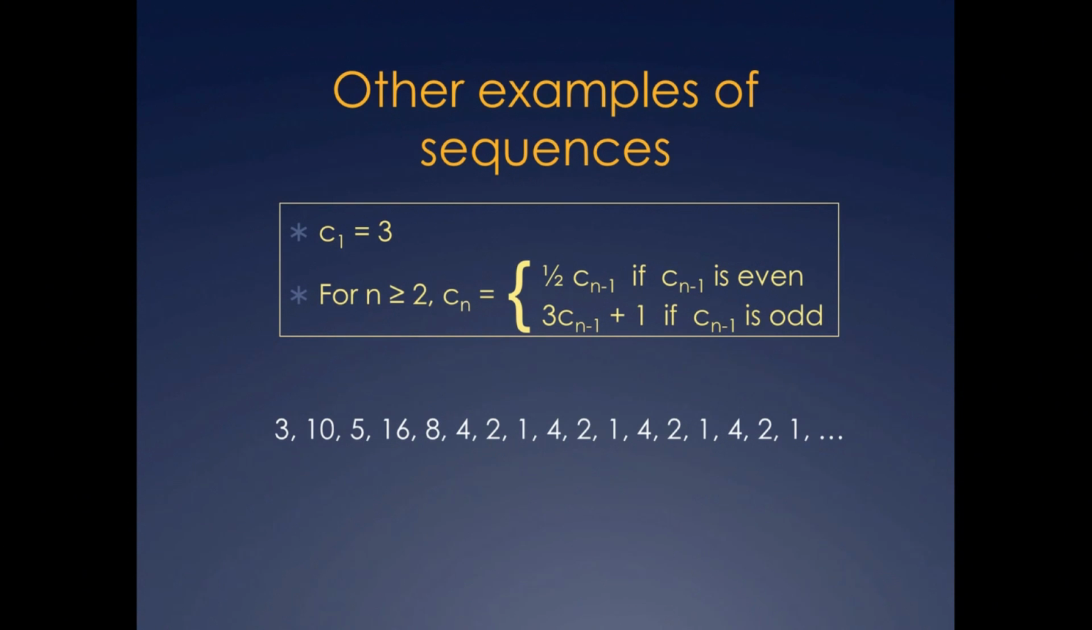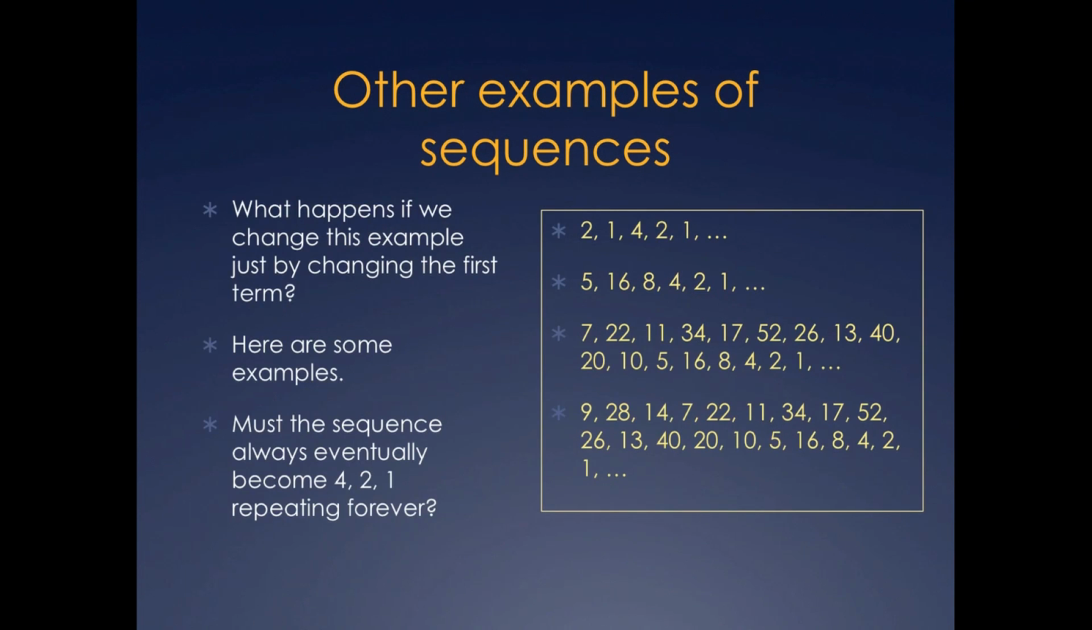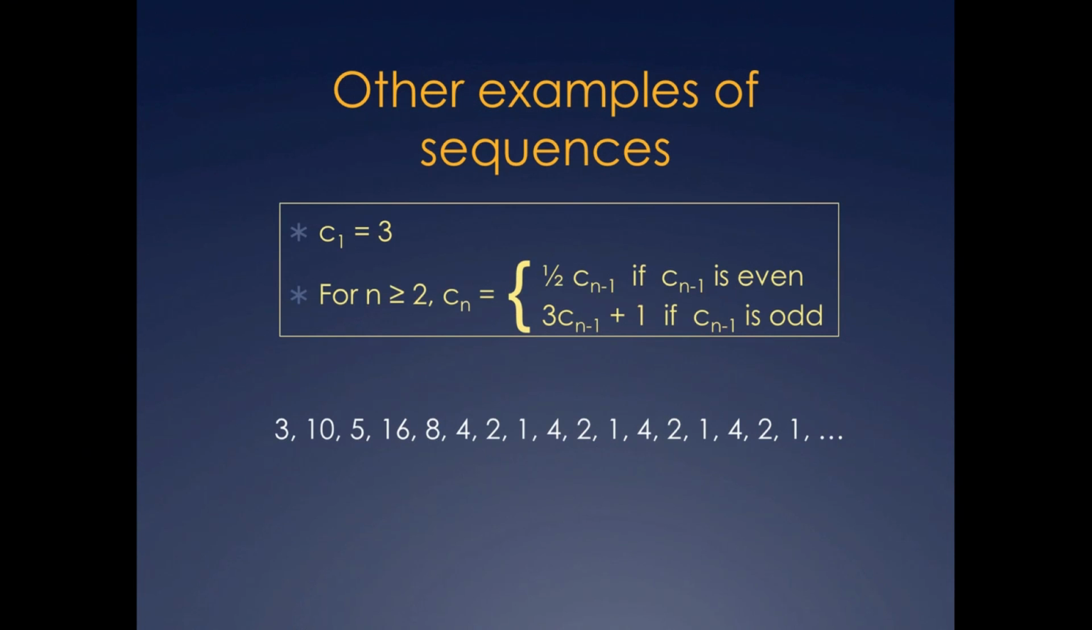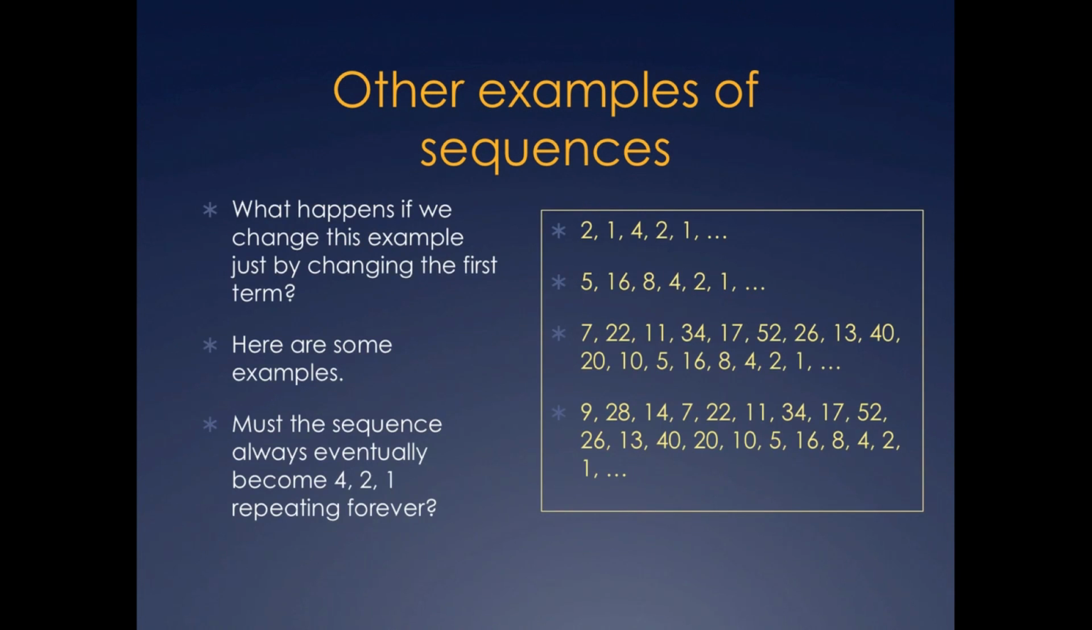All right, so here I'm showing you what we generated, and I'm showing you that the 4, 2, 1 repeats forever. So we went 3, 10, 5, 16, 8, 4, 2, 1, 4, 2, 1, and so on. That block of 4, 2, 1 repeating forever. Now, what will happen if we change this example ever so slightly? Just change the first term. In other words, just change the base case from 3 to something else and keep that same recursive formula.